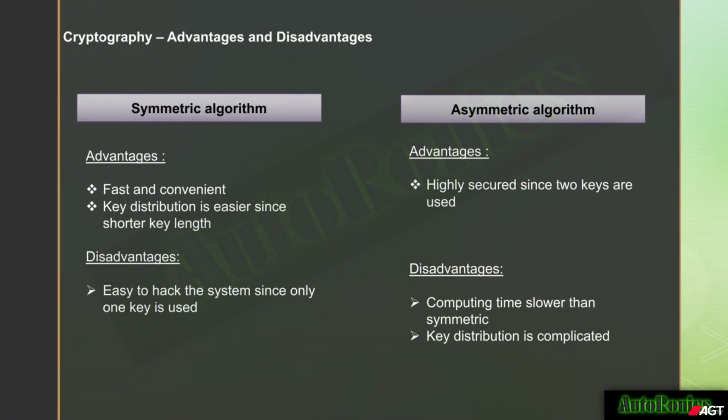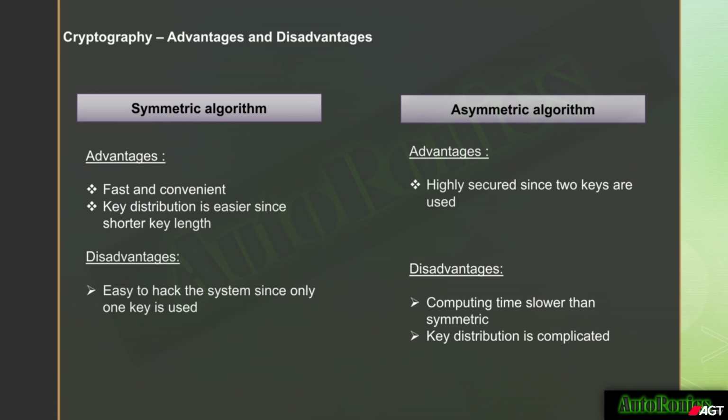On the negative aspects of symmetric algorithm, since we have only one key, if a hacker gets that key while it is being shared with the receiver, the hacker can get the data easily. But we have additional key exchange algorithms like Diffie-Hellman which will get rid of this issue, that we will discuss in the upcoming slides.